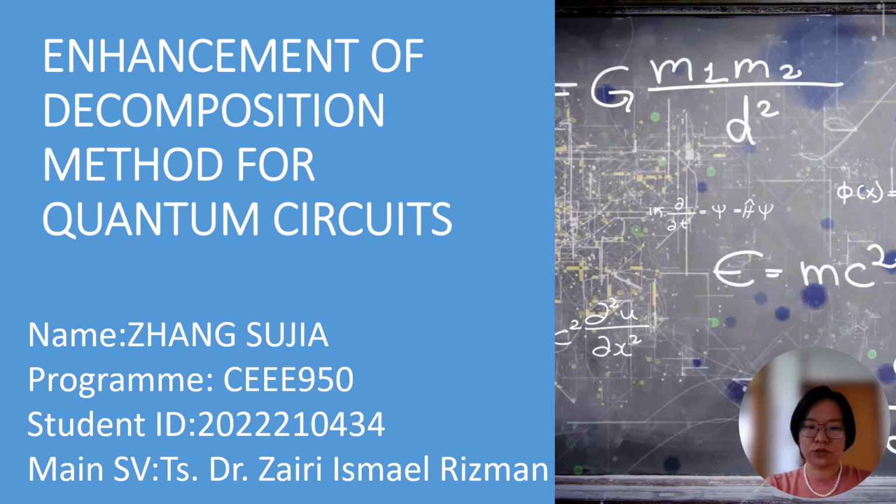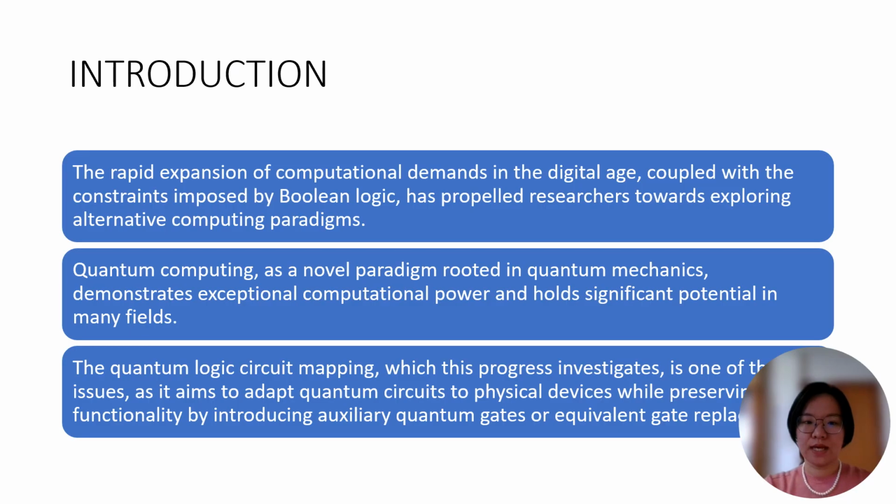My name is Zhang Sujia. My topic is enhancement of decomposition method for Clifford circuits. My program is CAEE 950. My student ID is 2022210434. My supervisor is Dr. Zari Ismail Rizman.